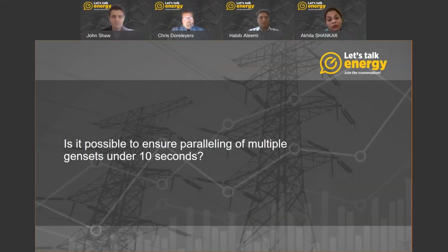But we at Toromont do offer controlled excitation paralleling, which can bring gensets online within 10 seconds. Okay, thanks, Akhila. Controlled excitation paralleling is a relatively new term for me. Chris, can you explain a little bit more on what that is?